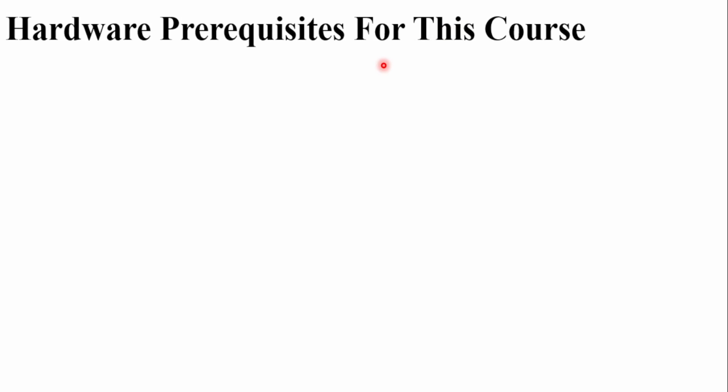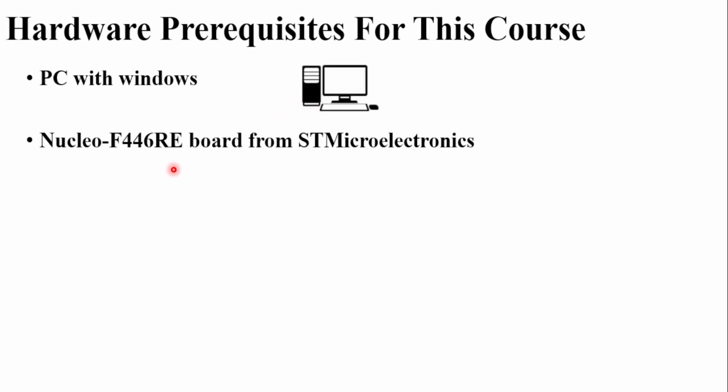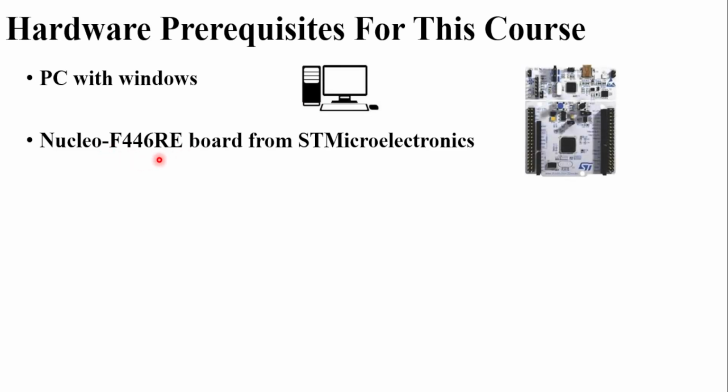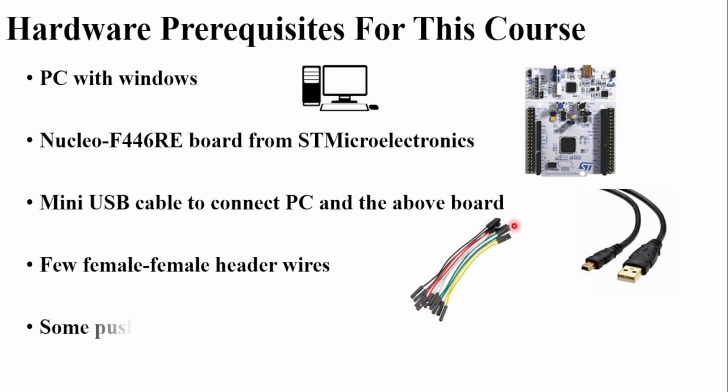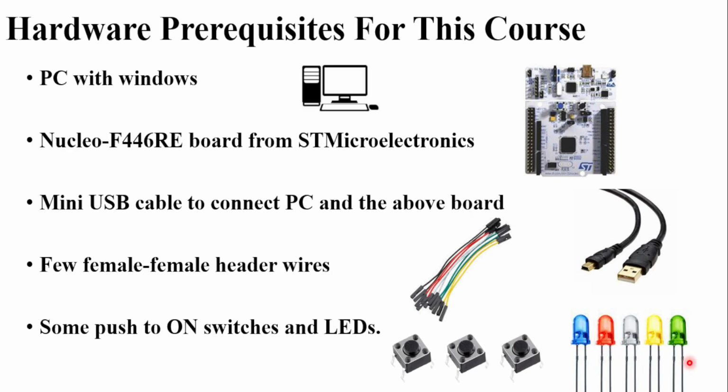So what are the prerequisites for this course or playlist? First of all, you will have to have a PC with Windows installed, and the Nucleo F446RE microcontroller board. Otherwise, you can go for any other board which falls in that category. You will have to have a mini USB cable to connect the microcontroller with the PC, a few male and female header wires, some push to on switches, and some LEDs.